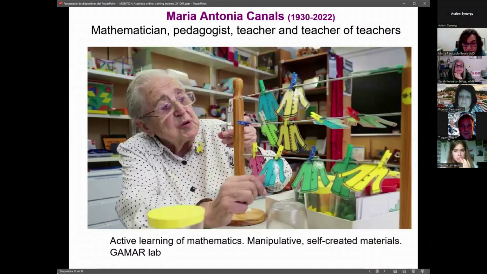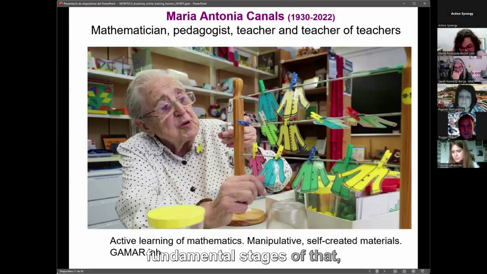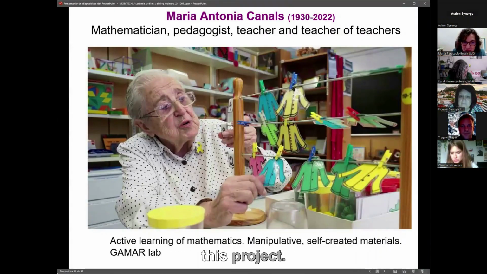Okay, and that was the group, but how was the project Montec born, and why did we have this idea and develop it? There are two fundamental stages, or two seeds, that brought us to develop this project.